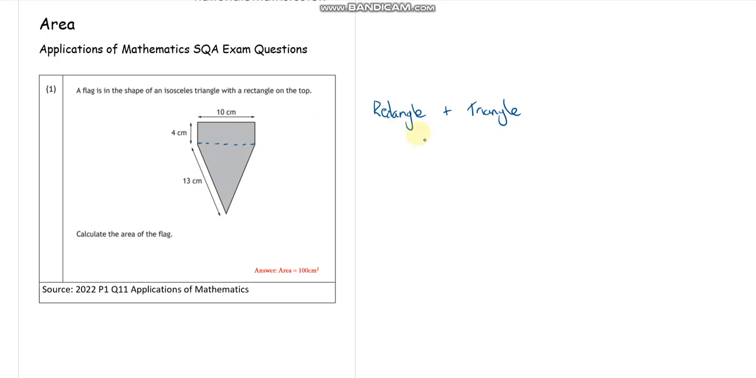Now, we should know that a rectangle is base times height. I'm just going to write BH. And a triangle is half times base times height. I'm using the base and height terminology for both shapes, just to keep it the same. And it's important when you're doing area that you remember your base and your height are at 90 degrees to each other.